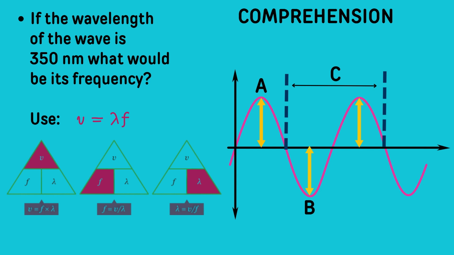If the wavelength of the wave is 350 nanometers, what would be its frequency? Use V is equal to lambda times F, where V stands for speed of the wave, lambda stands for the wavelength of the wave, and F stands for the frequency of the wave. Please note that F will be equal to V over lambda, and lambda will be equal to V over F.